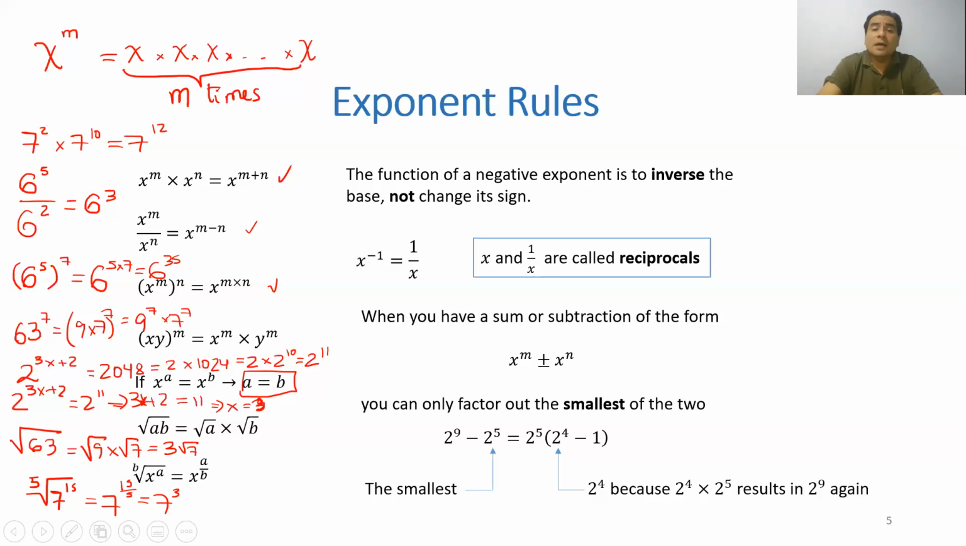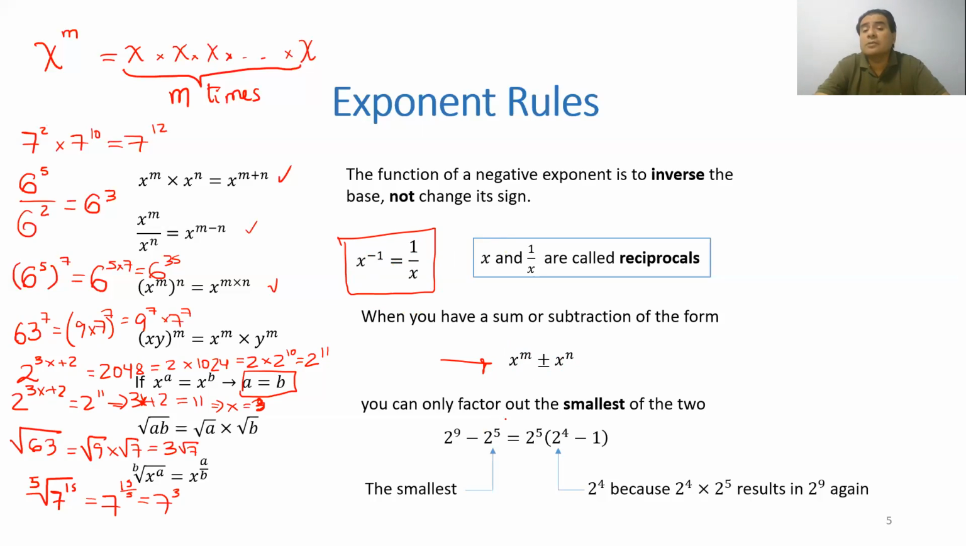What about the negative exponent minus 1? You know, the function of this negative exponent is just to invert the base. Okay, so it's a way to represent the inverse of a number. And it doesn't actually change the sign of the original number. Okay, and x up to minus 1, or 1 over x, is called the reciprocal of x, right? What happens when you have a sum or subtraction of the form x up to n plus or minus x up to n?